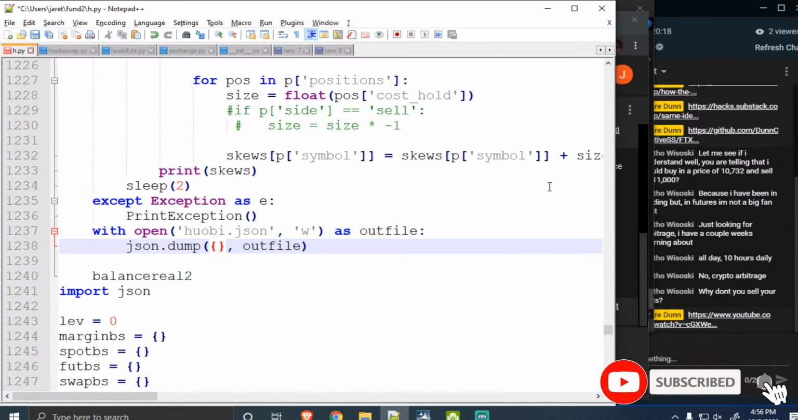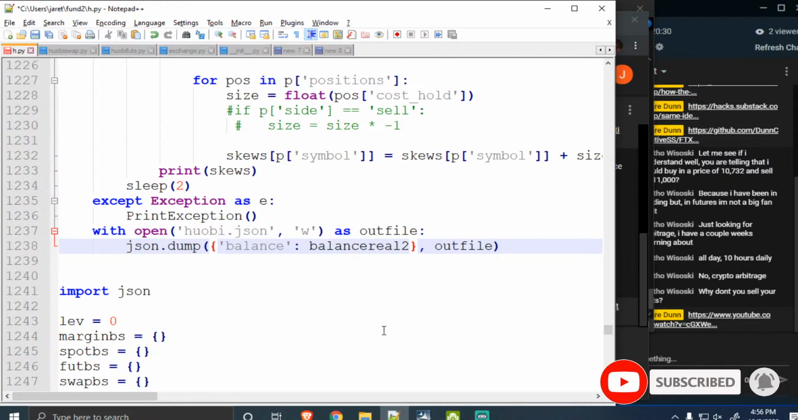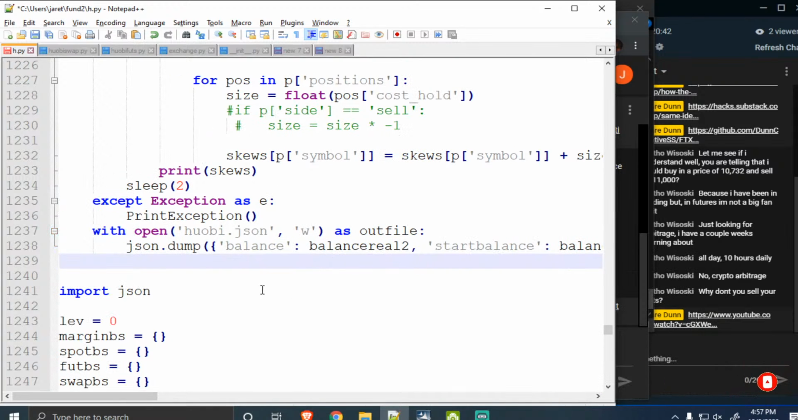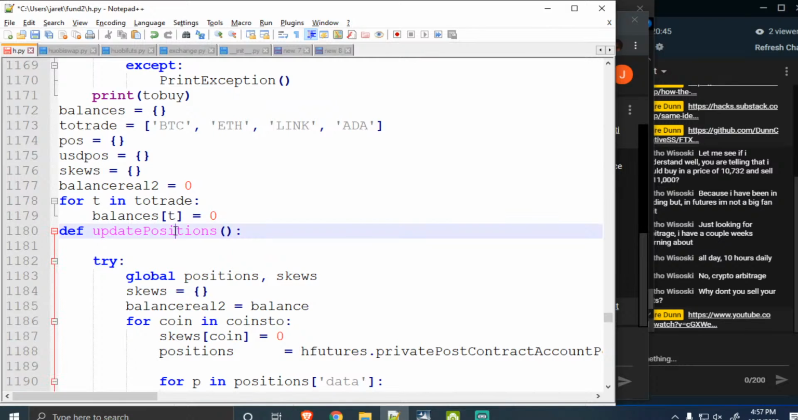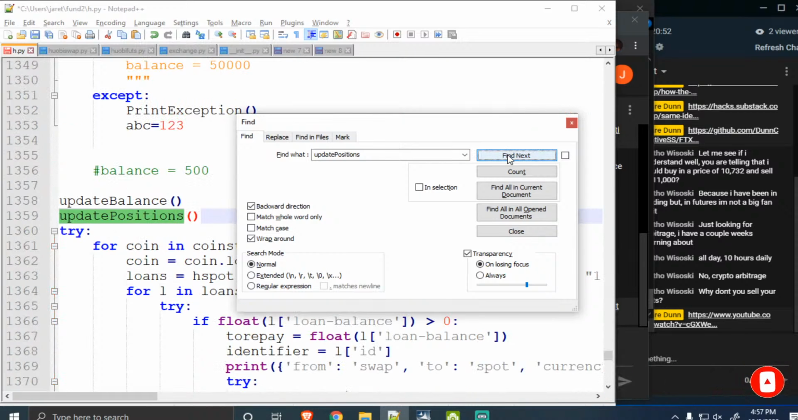All right, what are we doing? JSON dump. Balance. Balance real 2. Start balance. Balance real. So does it call positions or balance first? Positions, balance, positions.